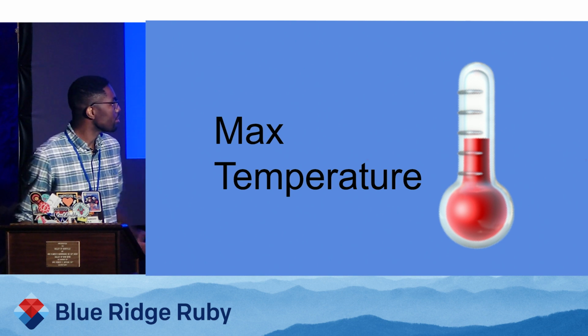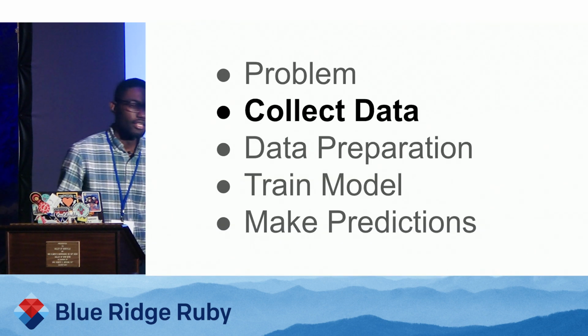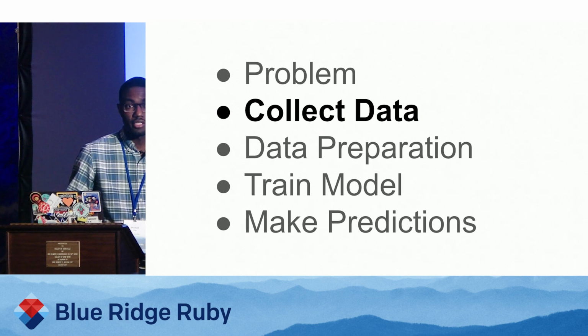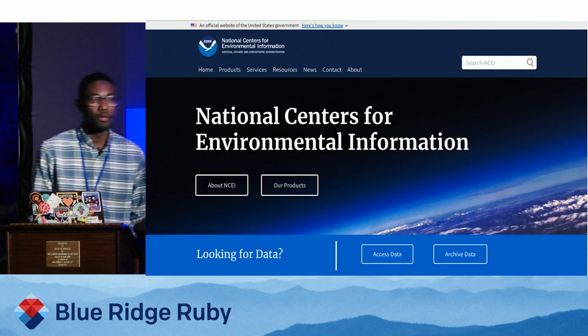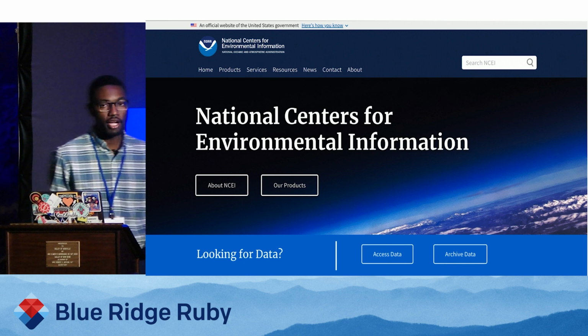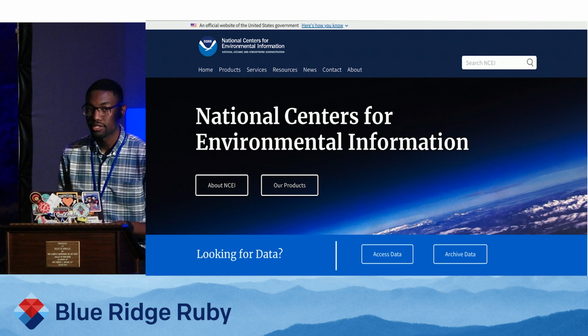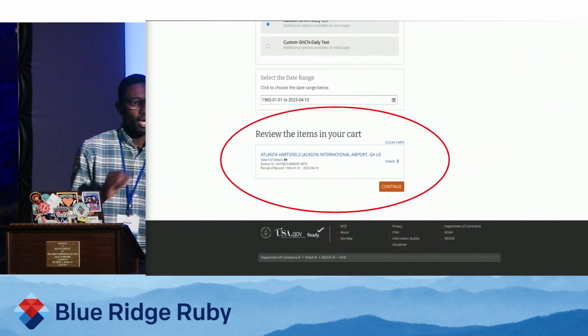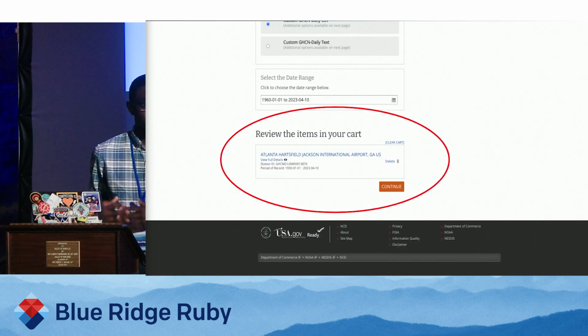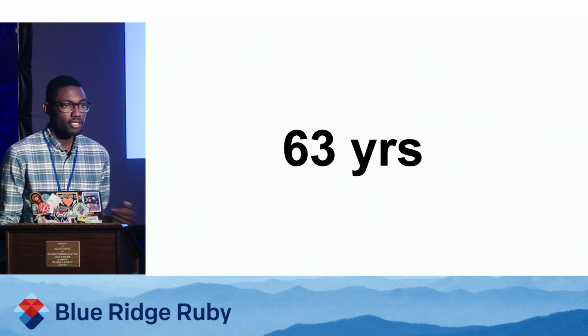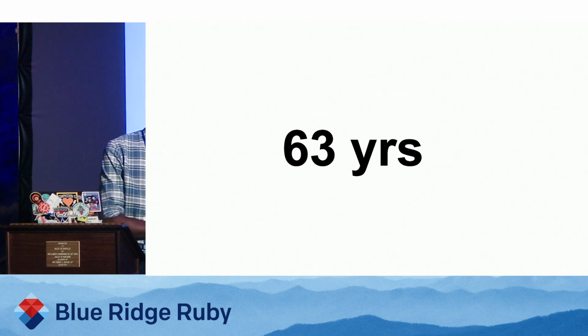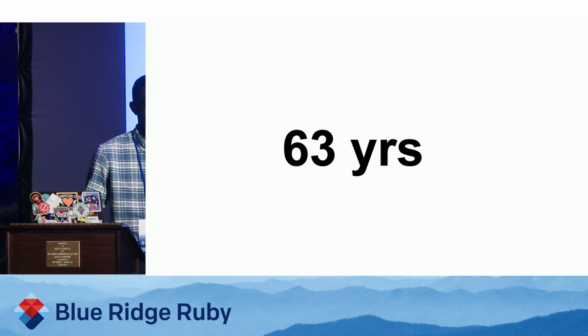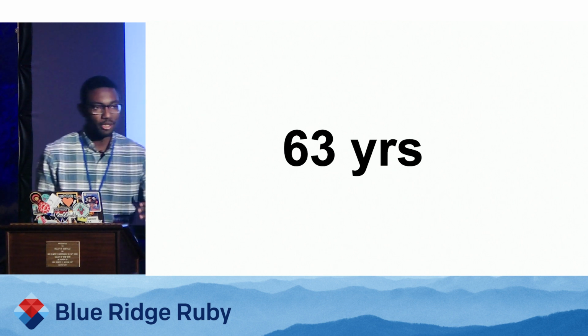So now that we have our problem underway, we need to collect some data. For this problem, I went to the National Centers for Environmental Information. They have some lovely data sets on that website. I downloaded a data set of weather data for the Atlanta airport. It's historical data, and I got about 63 years' worth of historical data, going back to, I think, 1960, up to the current time.